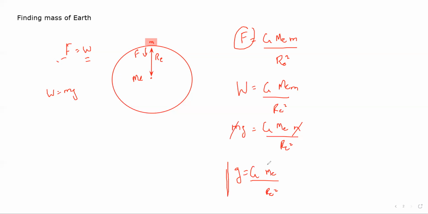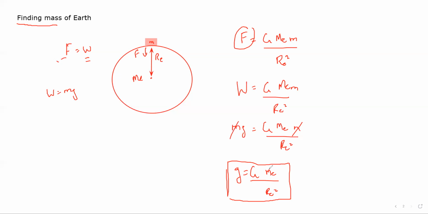So this formula can be used not only for Earth, it can also be used to find the gravity of different planets, different scenarios. Gravitational constant is there, but our main focus is to find the mass of the Earth.